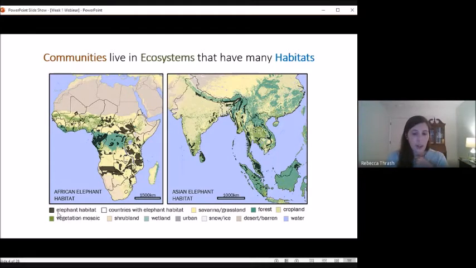We have areas where elephants are found, and then those are lined up with the types of ecosystems, or you might remember them as biomes, right? So here, this species of elephant can be found in the savanna and grassland as well as forest. So even though this species has the same characteristics and is very similar, they can occupy different habitats in many different ecosystems.